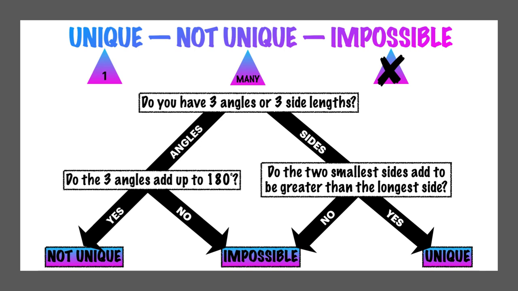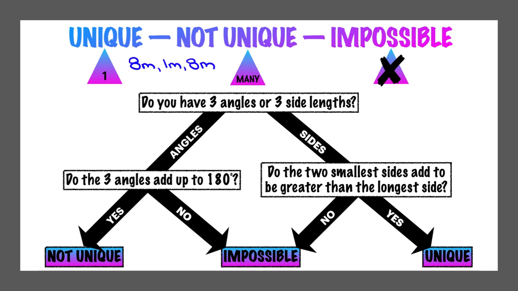The first question, you're given, I'll write it over here, 8M, 1M, 8M. What does the M stand for? Meters. Okay, so since they've given us a measure of units, do we have angles or sides? Okay, these are side lengths. So if I go down the side where it says side lengths, do the two smallest sides add to be greater than the longest side?